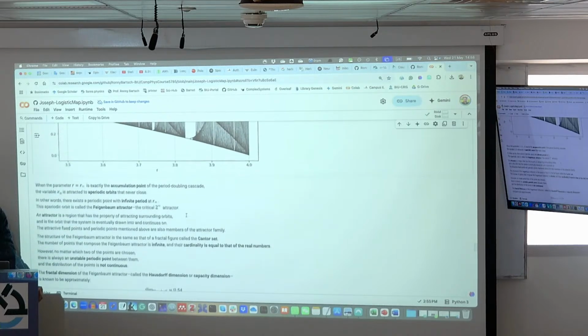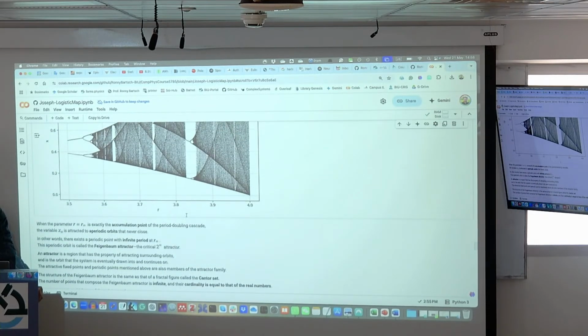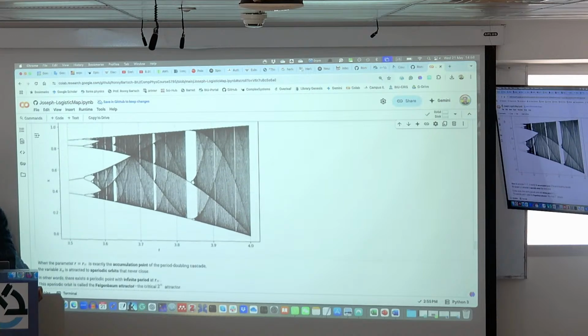So everybody understood the Feigenbaum constant, right? Just look at when we have these bifurcations and we always take the distances from one bifurcation to the other. You take the ratio, and the ratio is always constant.